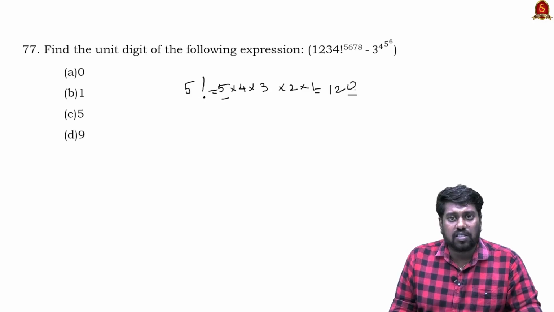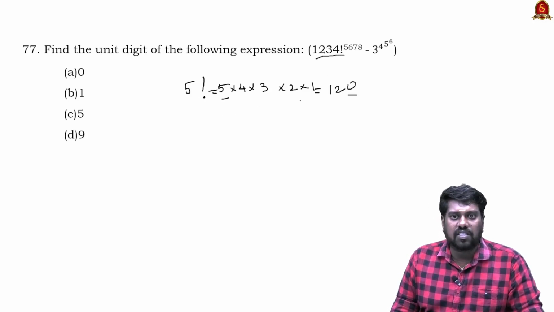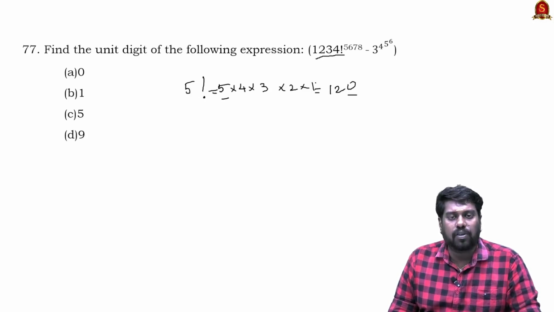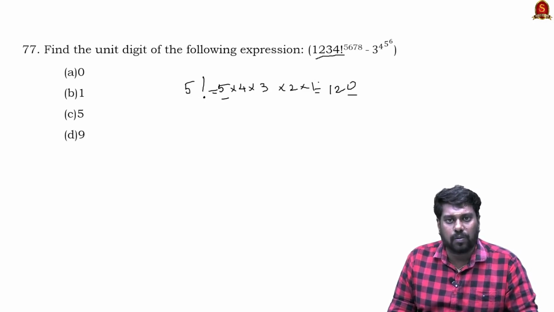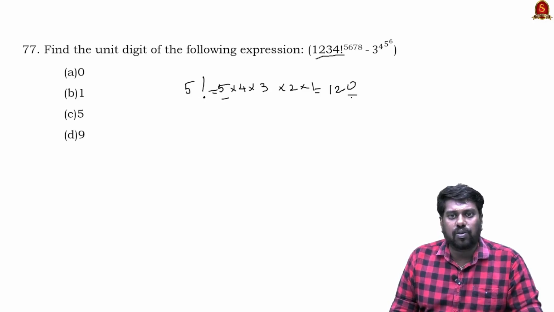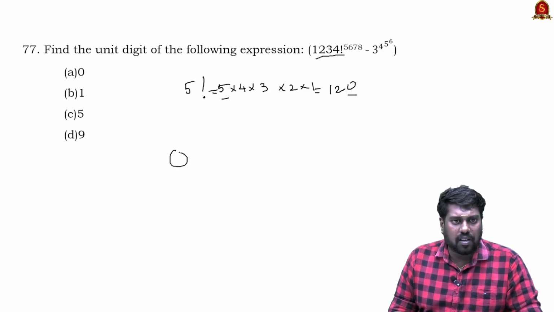Obviously the unit digit is going to end with a 0, correct? If you see the value of the first part of the question, 1 2 3 4 factorial, 5 factorial itself is ending with 0. So 1 2 3 4 factorial means 1 2 3 4 into 1 2 3 3 into 1 2 3 2 into 1 2 3 1 into 1 2 3 0. Definitely your unit digit is going to be 0. So for now I can say that the first part, 1 2 3 4 factorial to the power 5 6 7 8, has unit digit 0.